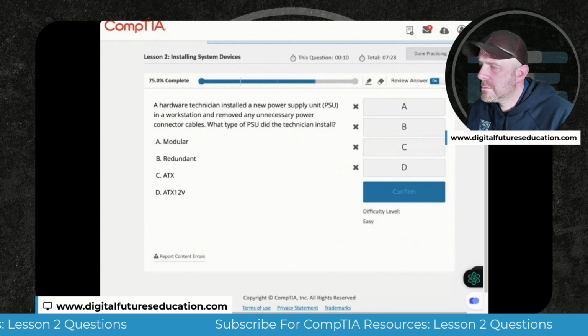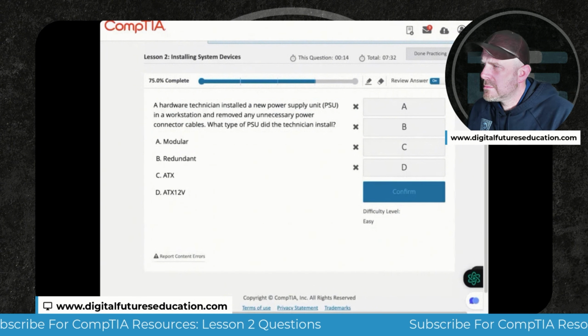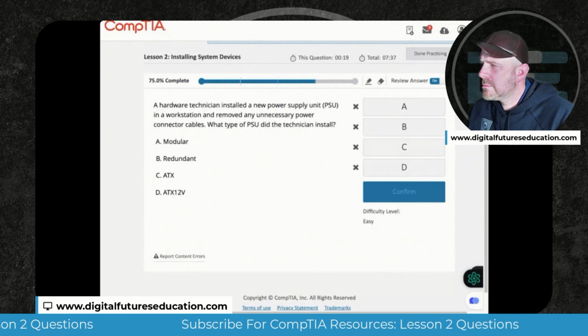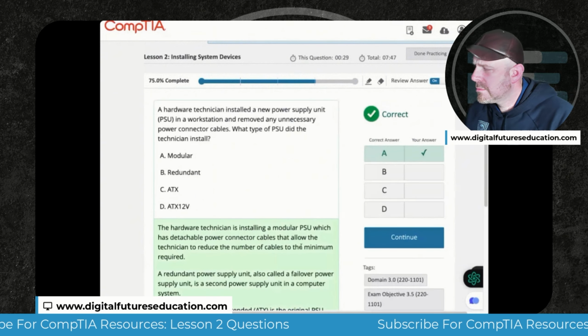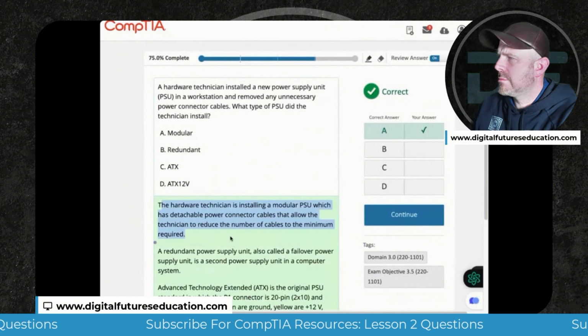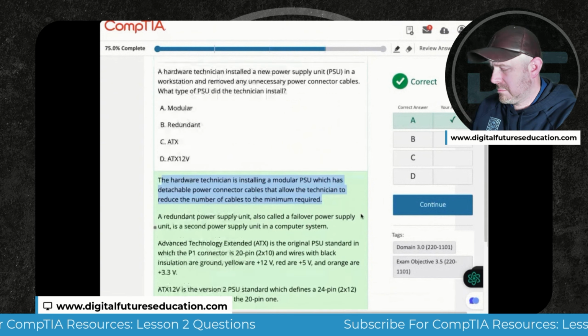A technician installed a new power supply unit in a workstation and removed any unnecessary power connector cables. What type of PSU did the technician install? We did talk about modular. It was modular, which has a detachable power connector that allows the technician to reduce the number of cables to the minimum required. Very good.